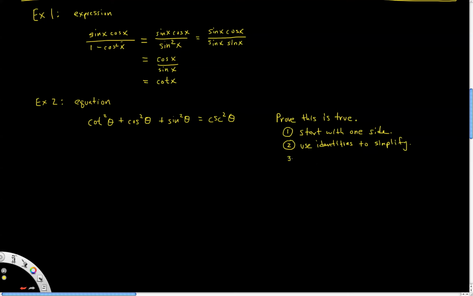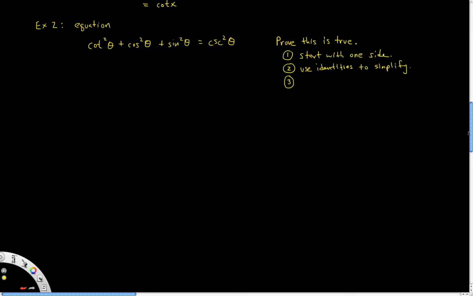And then after you've simplified and gotten the same thing as the other side of the equation, you're done. So get the other side of the equation. All right, so let's see how that works in this example.